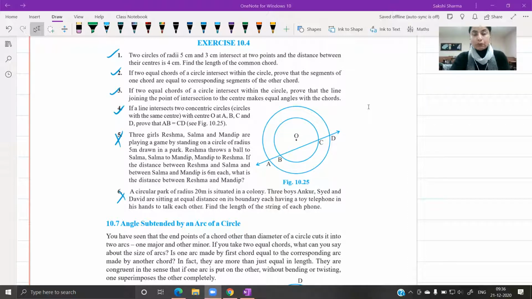Its proof is in your syllabus, and one more theorem will come after this exercise, whose proof is there. Apart from that, there is no other theorem. You can always cross check the syllabus given by CBSE just to be sure which theorems are to be done. I think I made it clear.